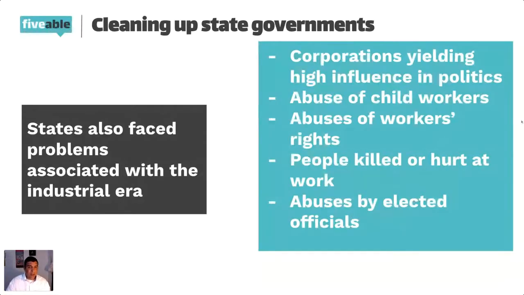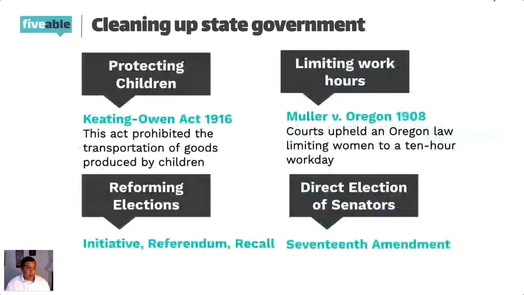So what did they do? They passed a couple of laws at the state level. One was to protect children. An example of this is the Keating-Owen Act of 1916. This act tried to make it illegal to sell a product in another state if it was made using children. And so this was a way to stop companies from using child labor. Another one, in Muller versus Oregon in 1908, limited the number of hours women could work to 10 hours a workday. Remember, there were abuses of workers during that time.